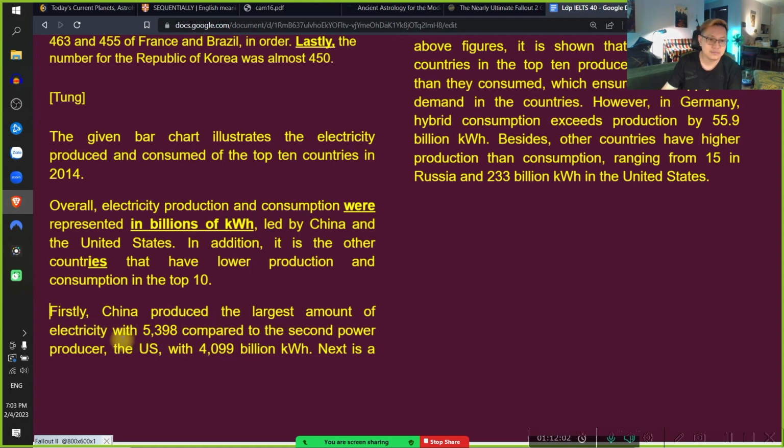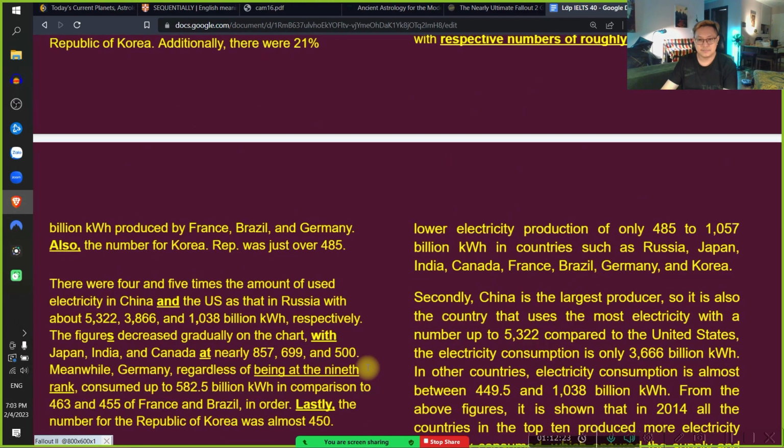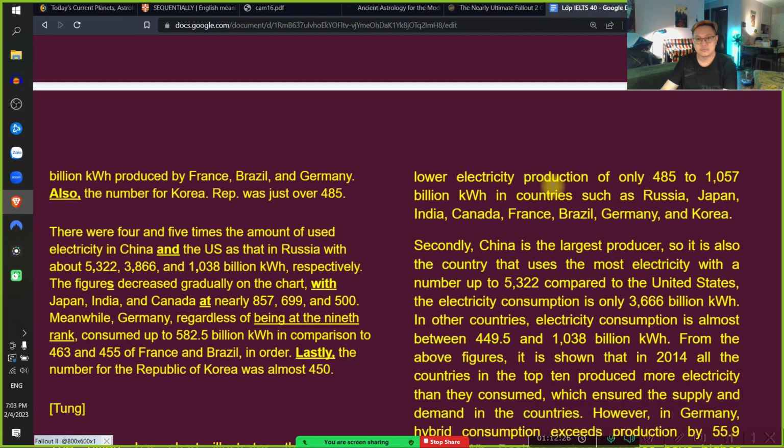Well, compared to the second power producer. Good. The US with... next is lower. You can list the whole set of countries like this, if you can mention many countries, it's fine.